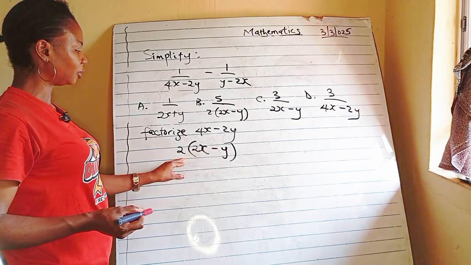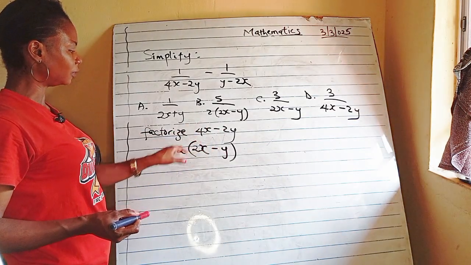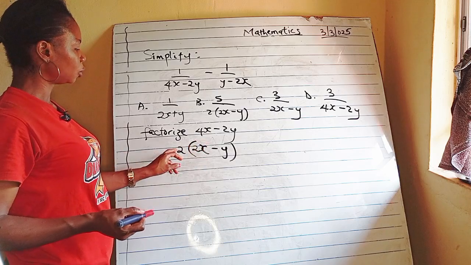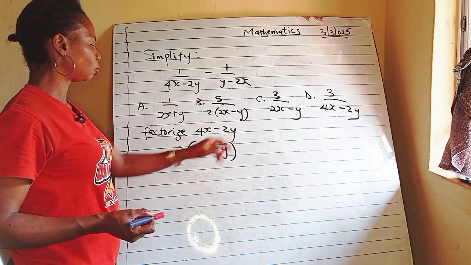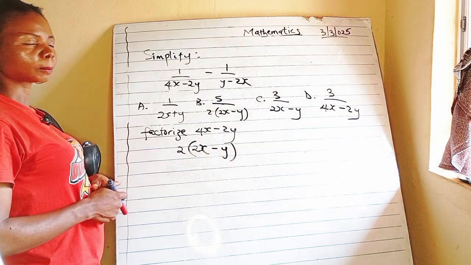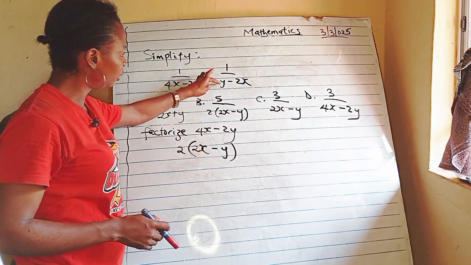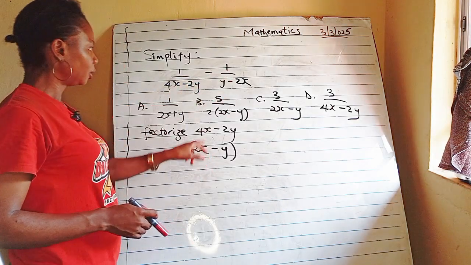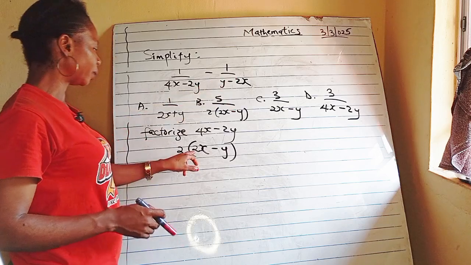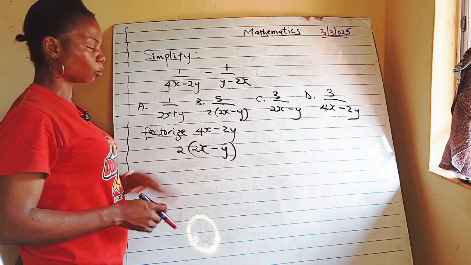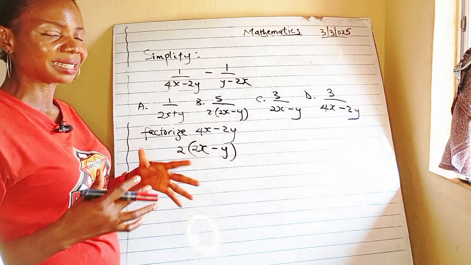And this is factorization. Why? This is the expanded form of this: 2 times 2x is 4x, and 2 times minus y is minus 2y. So when we have this, find out that you now look into this y minus 2x. This is plus y and minus 2x, whereas this is 2x minus y. The difference is in their signs.